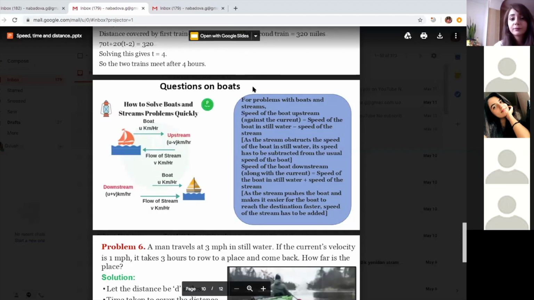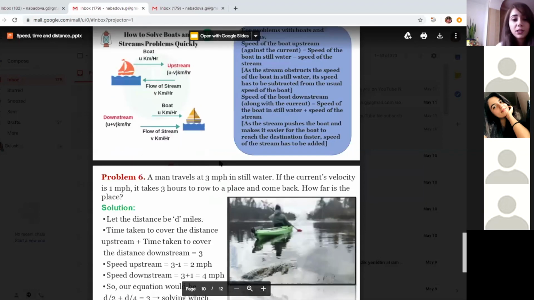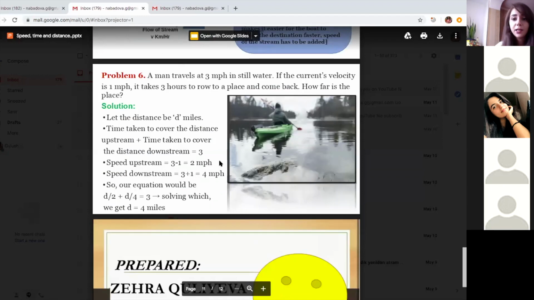Yes, this page shows how to solve problems with a boat. The speed of the boat upstream is equal to the speed of the boat in still water minus the speed of the stream. Then the speed of the boat downstream, along with the current, is equal to the speed of the boat in still water plus the speed of the stream. And problem number 6 is similar, about boat questions.